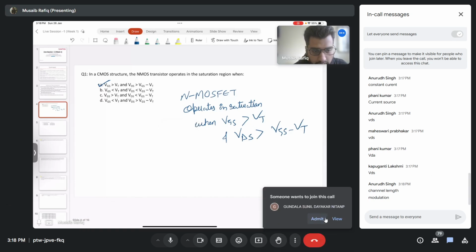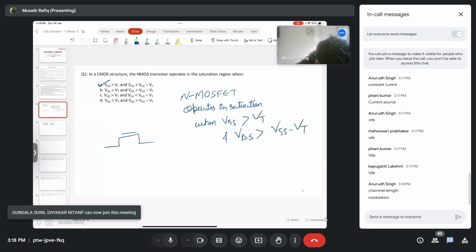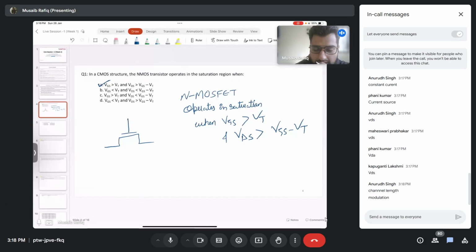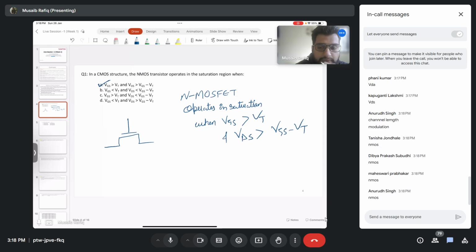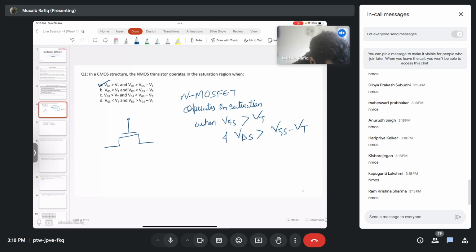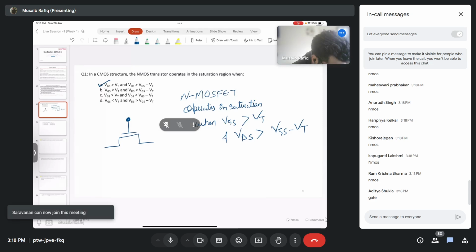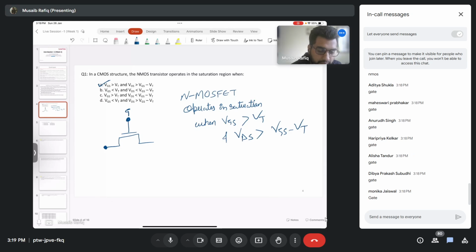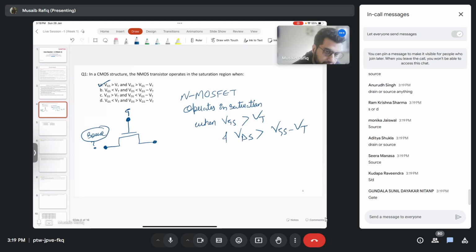I have made some symbol. What is this symbol of? Only chat box, please, that's a request from my side. It's a MOS. What is this terminal? Gate. What is this? Some of you are saying source, some are saying drain, but most of you have said source. And what is this? This is drain.